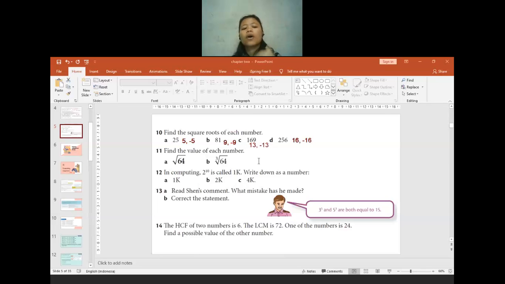Now, for question 11, when it's given with the root like this, the answer is only 1, because it says find the value without S, so the answer is only 1. But for question 10, square roots, the root has S, so the answer will be more than 1. For question 4, the square root of 64 will be 8. And then for the cube root of 64, it will be equal to 4.